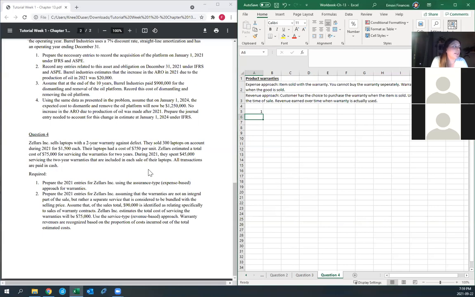The first requirement is prepare the 2021 entries for Zellers Inc. using the assurance type, expense based, there's 2 names, approach for warranties. So first thing you're going to do is you're going to recognize the sale. So you sold 300 laptops for $1,500 each. So your accounts receivable, sales revenue, and it is 300 laptops times 1,500.